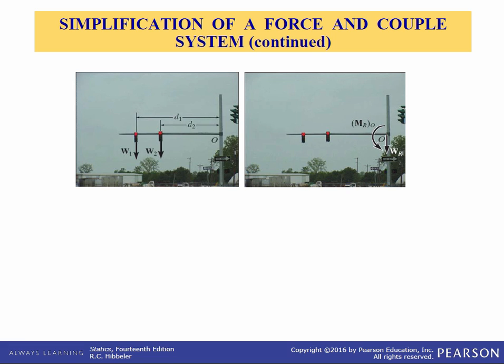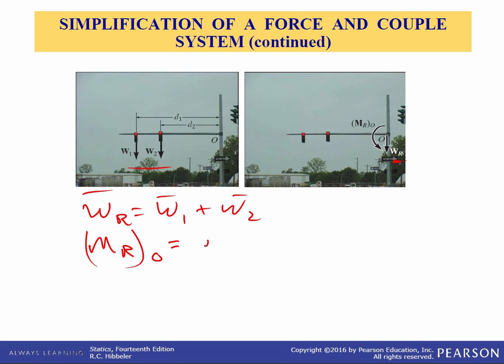Let's look at this little example here. The weights of these traffic lights can be replaced by their equivalent weights, which would be W1 plus W2, which you see here, and a couple moment, M_R, about the point O. We can replace it with d1 times W1 plus d2 times W2. So in this case, we can make this system equivalent to this system.